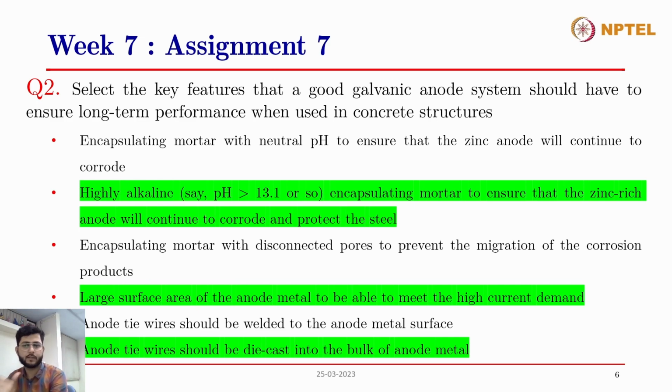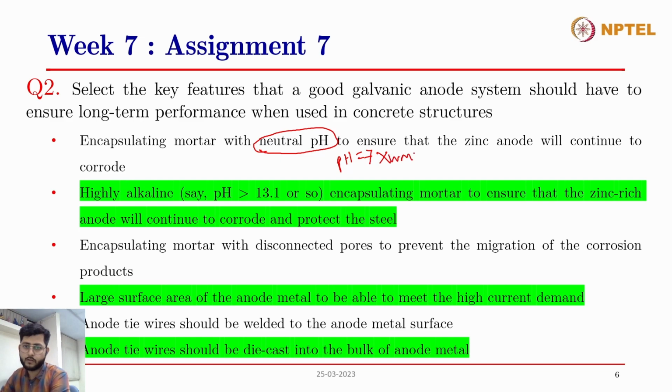We'll be discussing all the statements one by one. Encapsulating mortar with neutral pH. So the first drawback in this statement is the neutral pH. We know that for zinc to corrode, it requires a pH that is higher than 13 or so, and therefore a neutral pH means pH around 7.